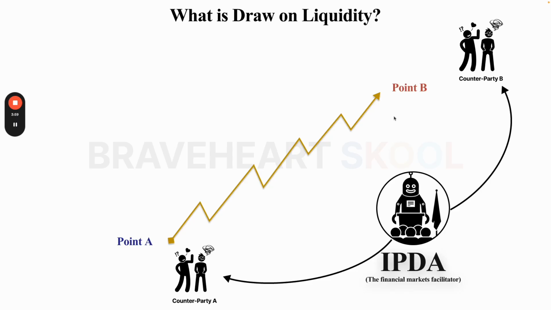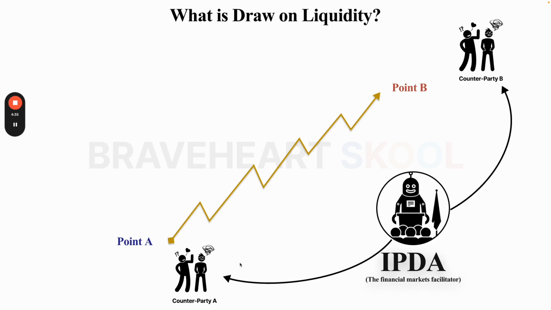What is draw on liquidity? So if institutional order flow is how IPSA delivers price from A to B, the draw on liquidity is why. Why is it drawing from A to B? And specifically, it's doing so for specific points in the markets that have high interests. So if IPSA is just a facilitator, it's trying to find a counterparty A where there's a bunch of orders resting, and it's trying to facilitate that to the next area where there's a lot of orders resting. So that is the draw on liquidity.